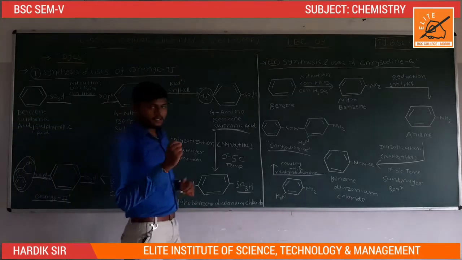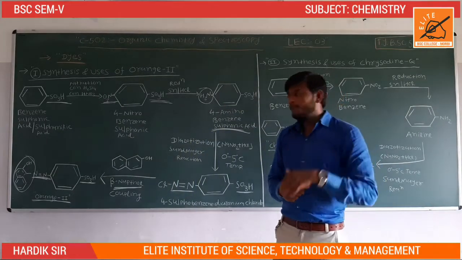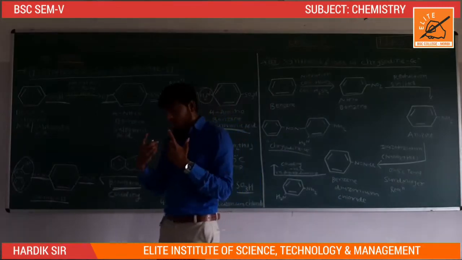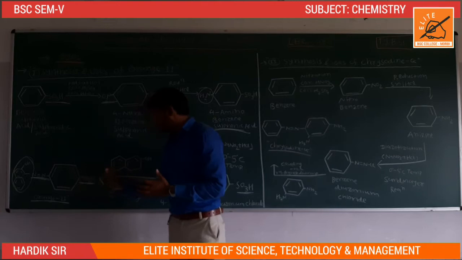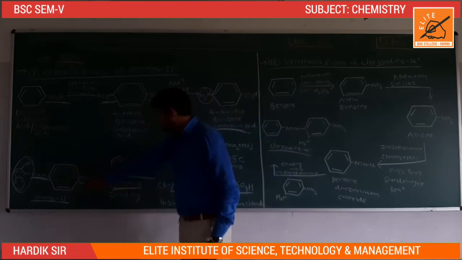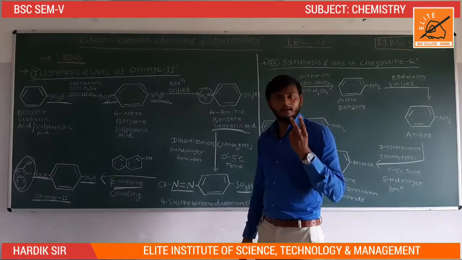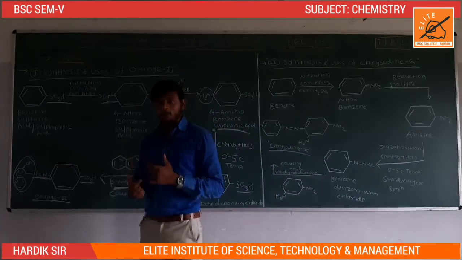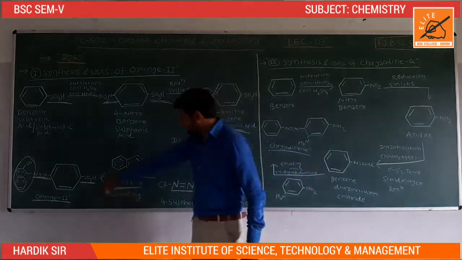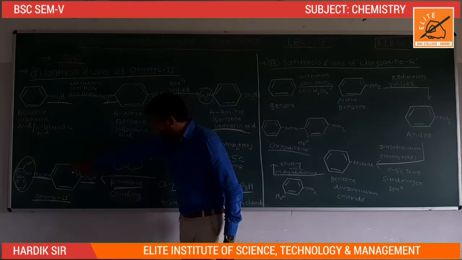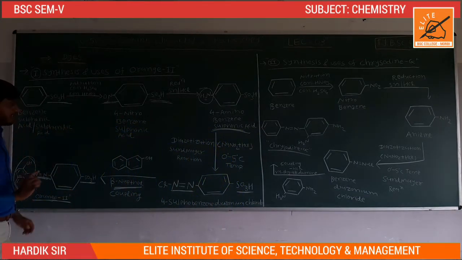Orange 2 dye is a monoazo acid dye. What is a monoazo acid dye? Monoazo acid dye means one acidic group combined with the structure. This is the one SO3H group, so it is called a monoazo acid dye. Two acidic groups combined is a diazo acid dye, and three acidic groups combined is called a triazo acid dye. But here one acidic group is combined with the structure, so orange 2 dye is a monoazo acid dye.